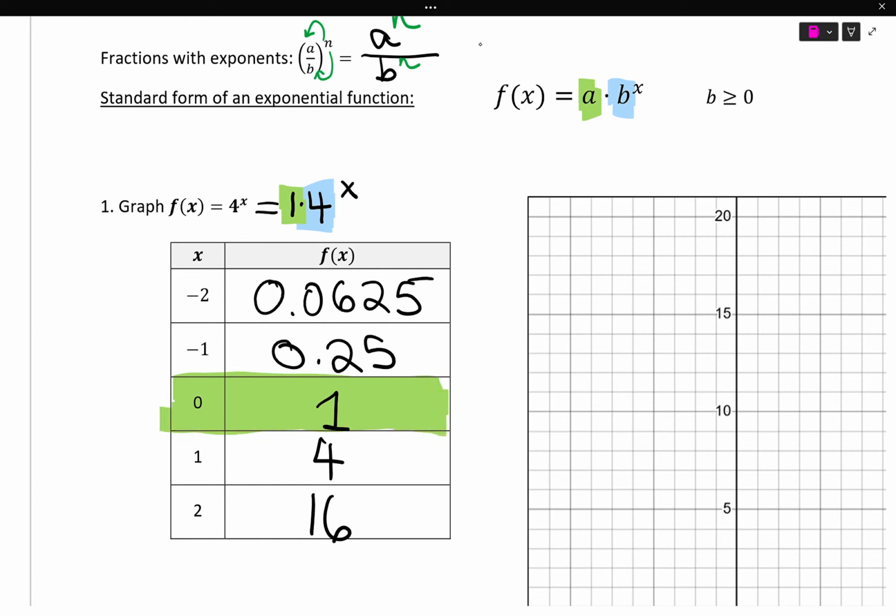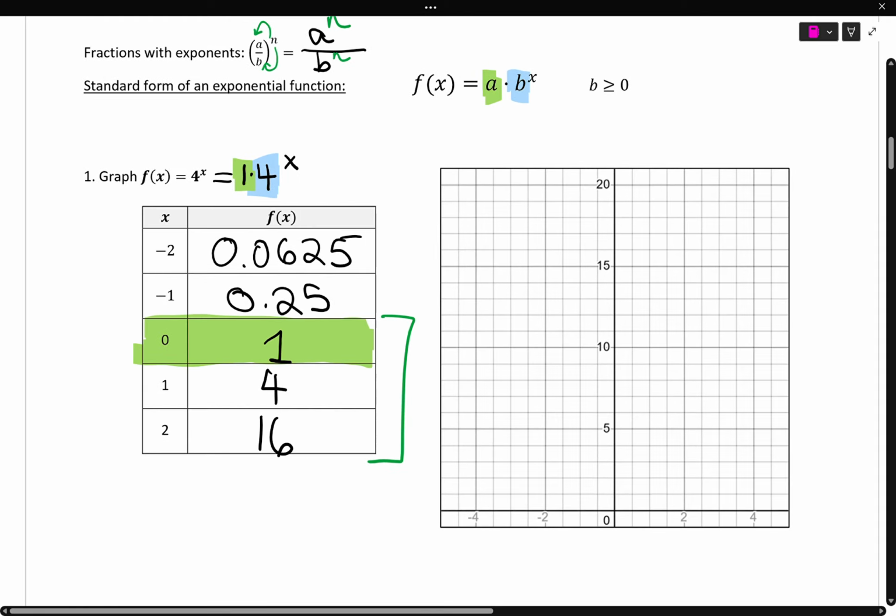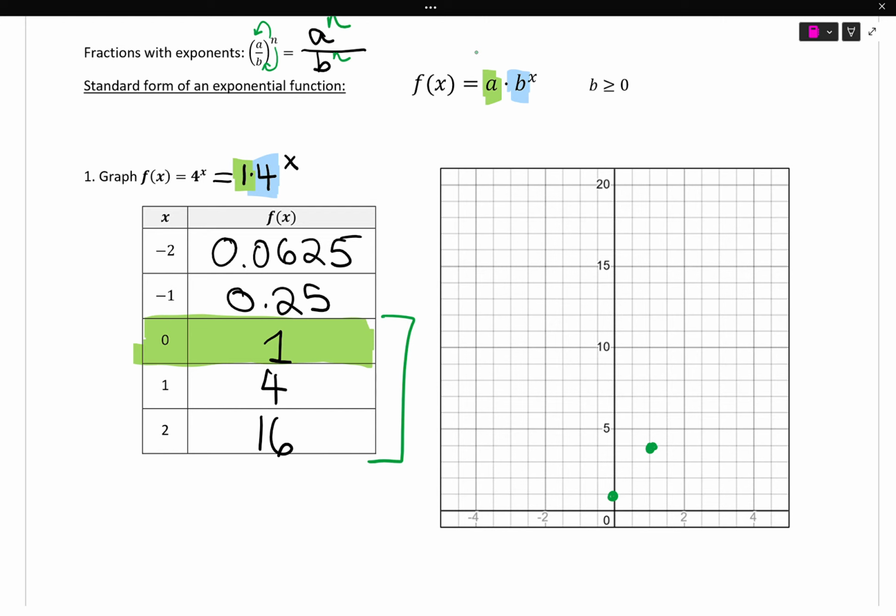Now, when I'm graphing this, I'm only going to graph my whole numbers because I don't feel like estimating my decimals. All right. So (0, 1) is right there. (1, 4) is here. And (2, 16) is there. Now, when we graphed it in our calculators as a class, you saw what the shape turned out as. I'm going to attempt to draw it. It's not beautiful, but it's kind of swoopy.